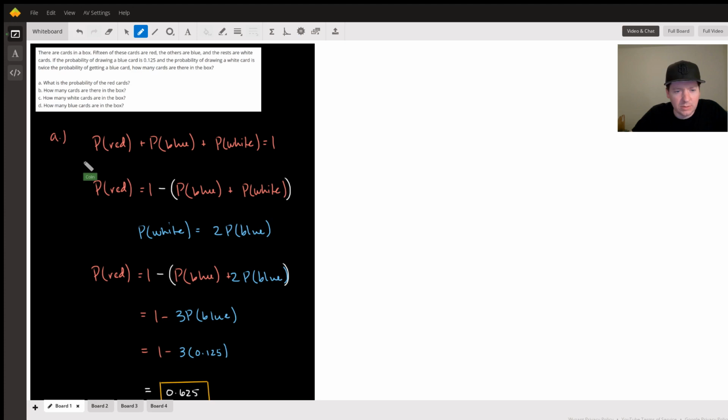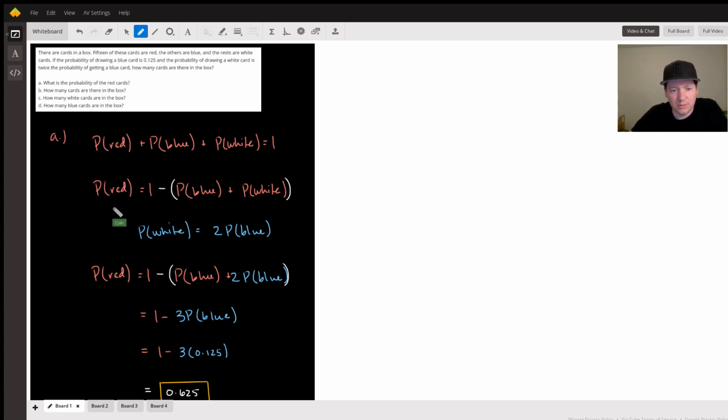Well, one important thing to note about probability that will help you with this problem is that the sum of all possible outcomes, the sum of those probabilities, has to be one. You can only get red, blue, or white cards in this problem. And so the sum of the probabilities of getting a red card, a blue card, or a white card must equal 1. We can isolate the probability of getting a red card by simply subtracting the probability of getting a blue and white card on to the right side.